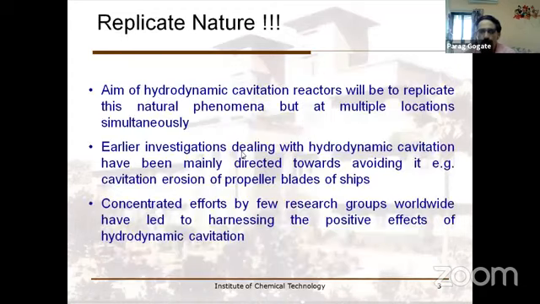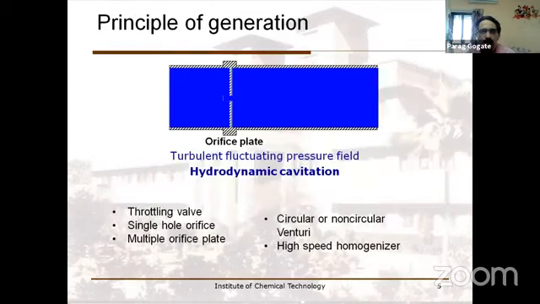So what we want to do is try to replicate this natural phenomenon at multiple locations in the reactor. Of course, I had already said that it can also give you erosion of propeller blades or hydraulic devices in which it is being generated. So the engineer's job would definitely be to control it in a proper way. So concentrated efforts, as you have also heard from Dr. Nilesh earlier, by a few research groups have been towards harnessing the positive effect of hydrodynamic cavitation. Now let's see how we can generate it. So imagine a simple pipe flow where you can insert a certain constriction.